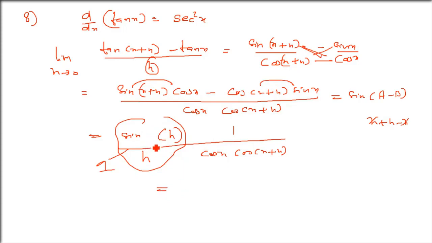And 1 by cos x, we have already applied the limit for sin h by h. Now when you apply the limit here, h will be 0. Cos x and cos x is cos square x. So it will be sec square x. So step by step you have to apply the limit 2 times, because we are just going through this.